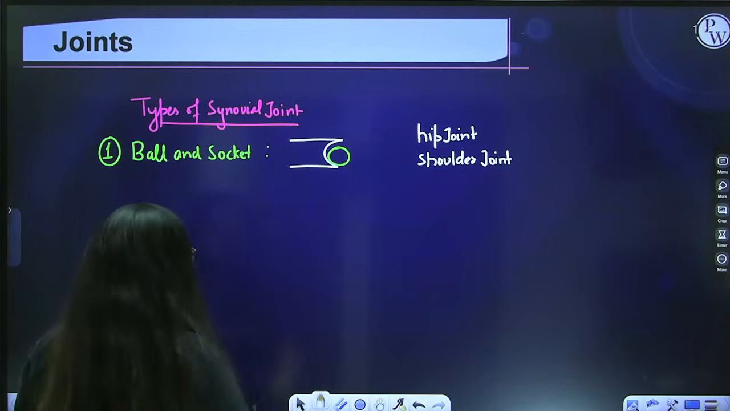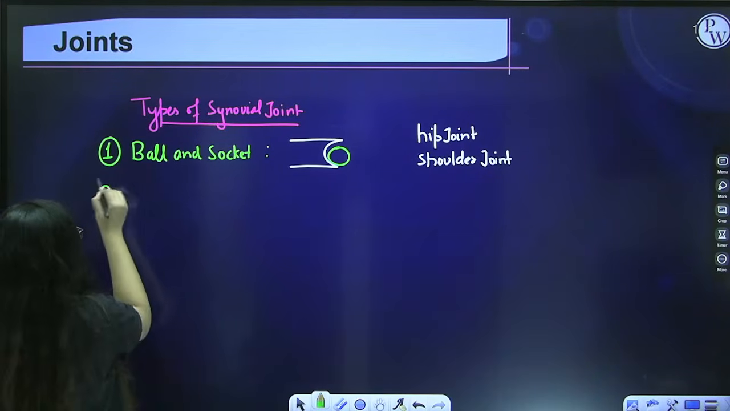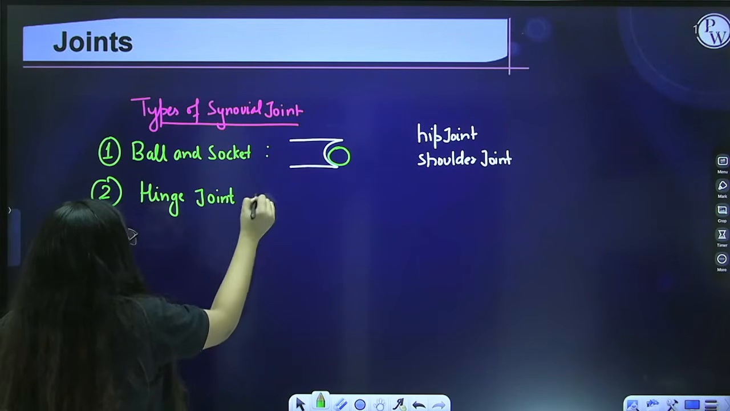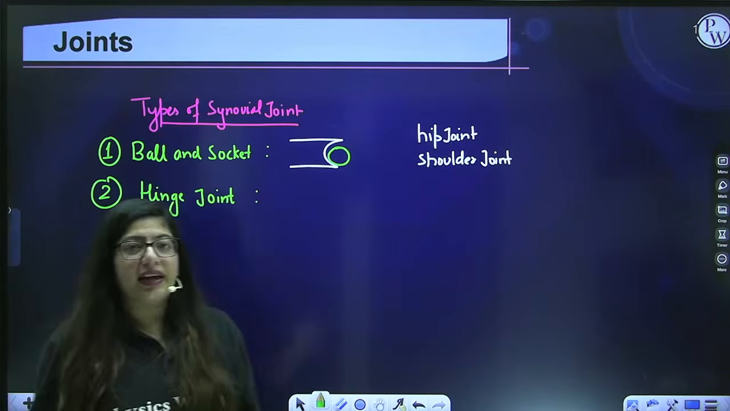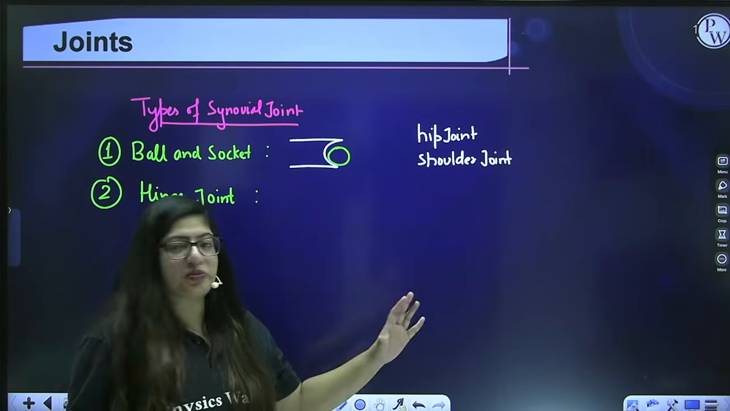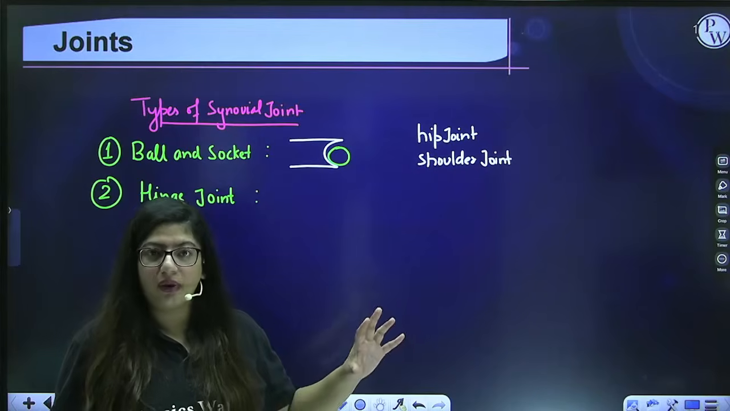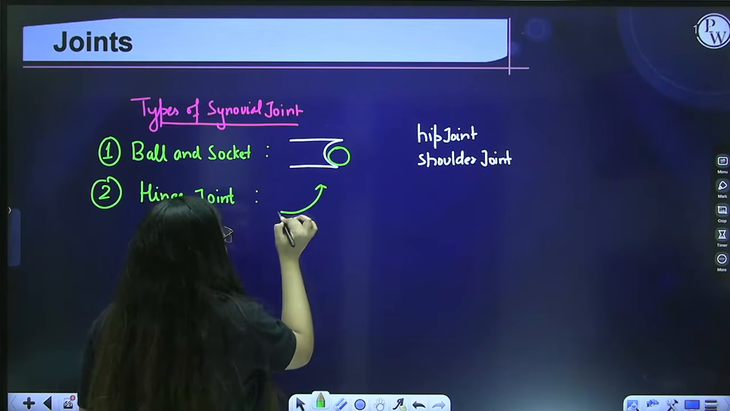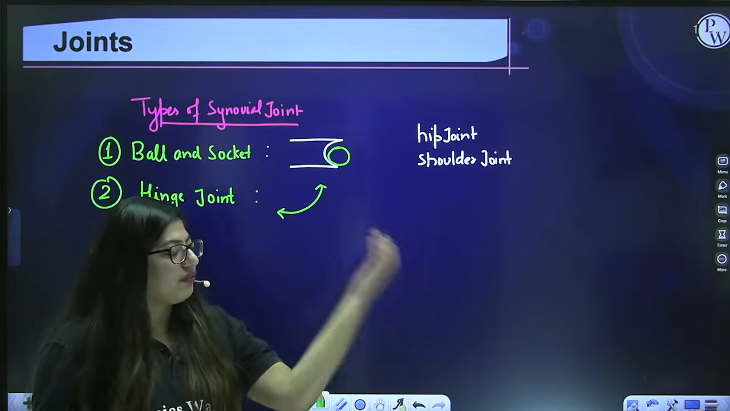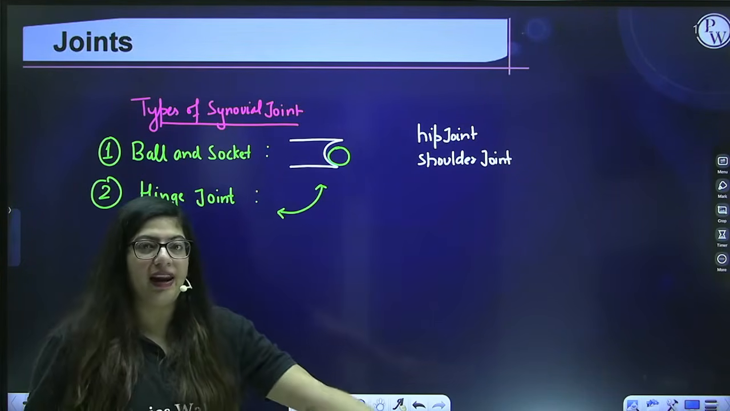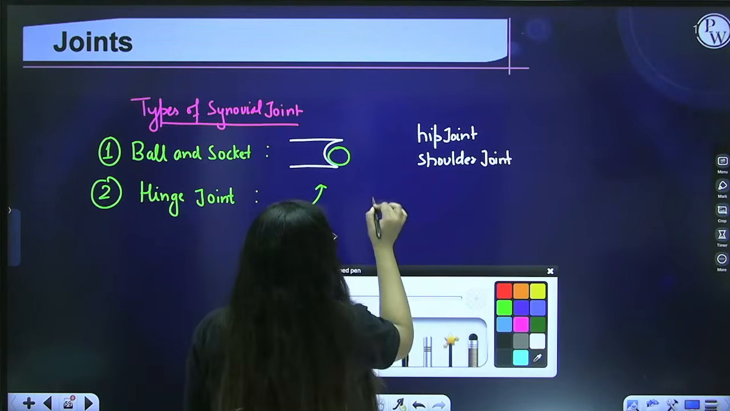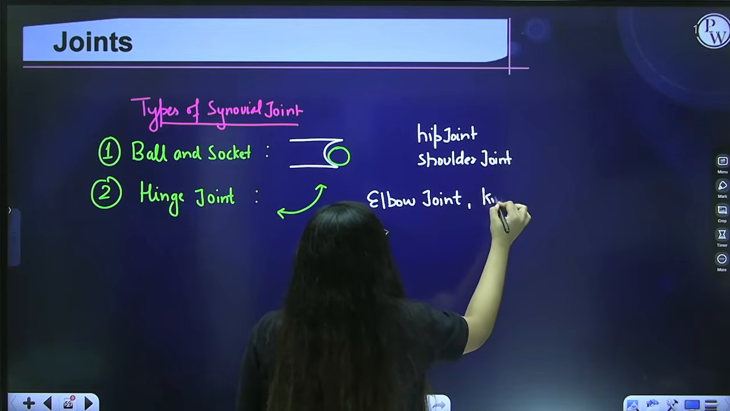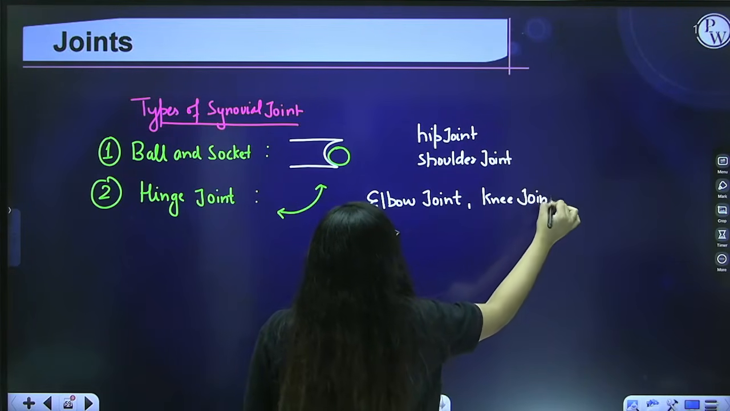Okay. Now, second type of joint is hinge joint. In hinge joint, it's just like the door and the wall. The space between the door and the wall is the hinge. So in the hinge joint, the movement is allowed in only one direction, like this. Where do we have it? Like this direction, elbow joint. So the example of the hinge is the elbow joint. Such a joint is also seen in your knee. That's a knee joint. All right.